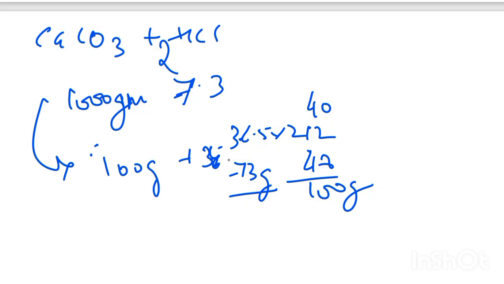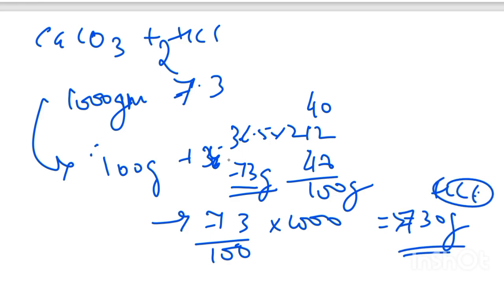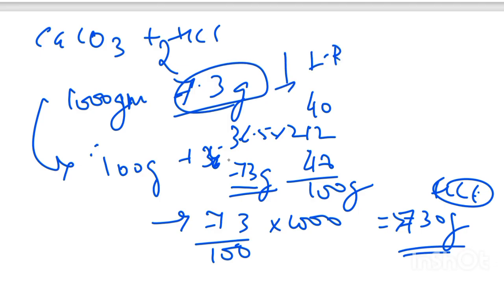So 100 gram calcium carbonate requires HCl 73 gram. So 1000 gram requires 73 by 100 into 1000, that is 730 gram it is required. How much is present? Only 7.3 gram HCl is present, which means HCl is the limiting reagent.